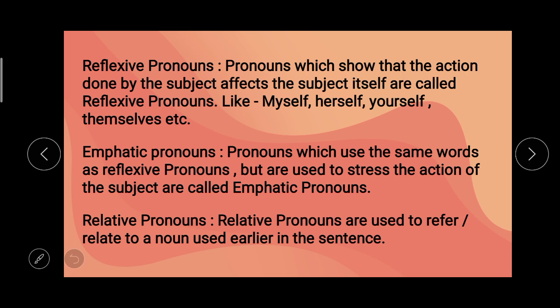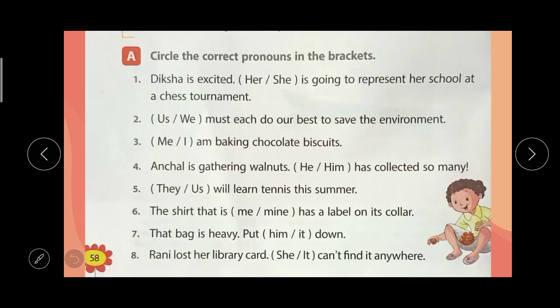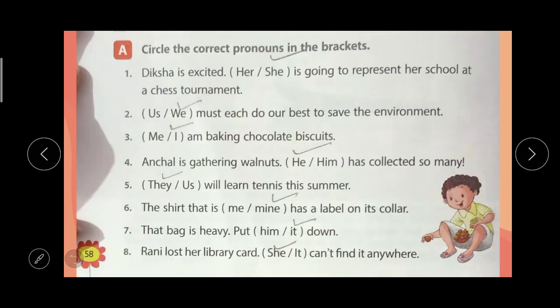Then relative pronouns. So relative pronouns are used to refer or relate to a noun used earlier in the sentence. So these are the types of pronouns. And these are the some things that we should discuss about pronouns from this chapter. Now students, let me show you the exercises which are related to this important topics from this chapter. And here is the first exercise, that is number A, where you have to circle the correct pronouns from the brackets. So let me show you the answers.